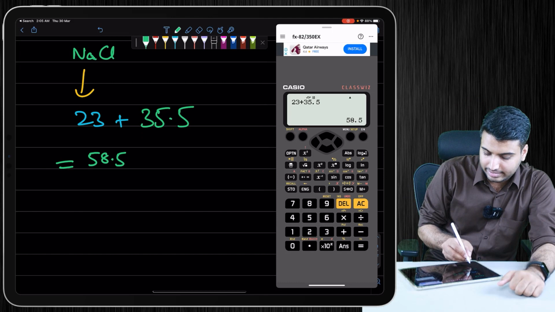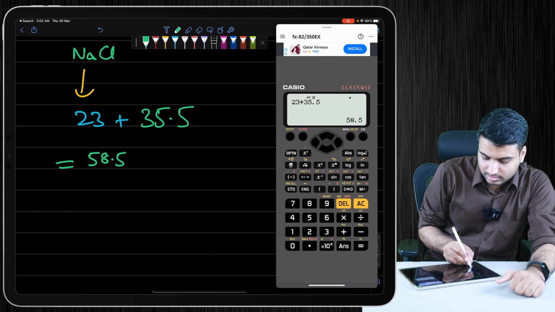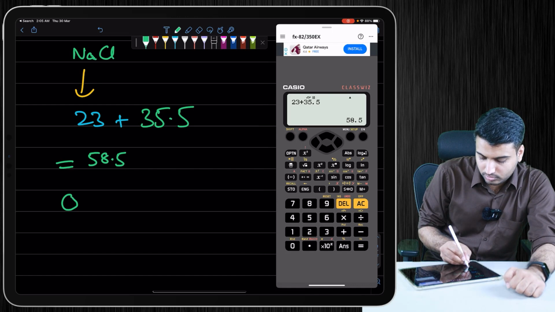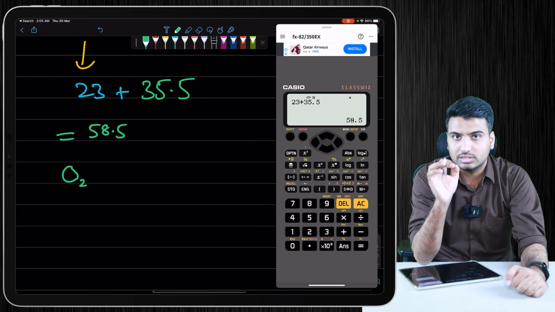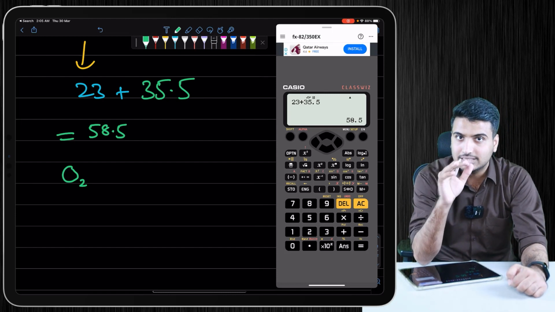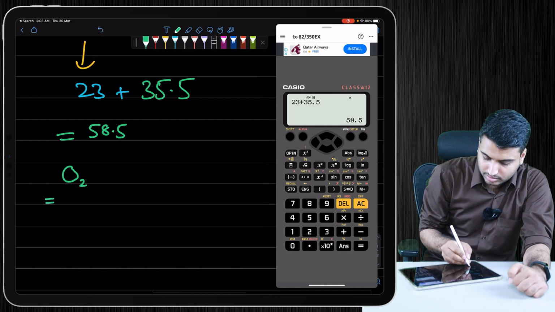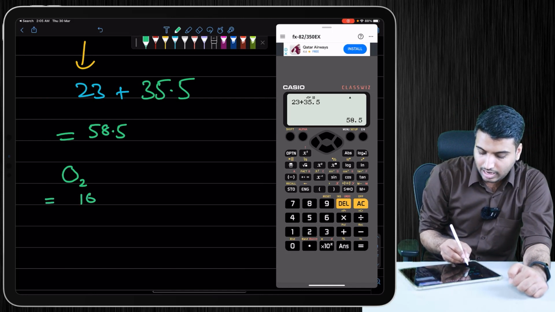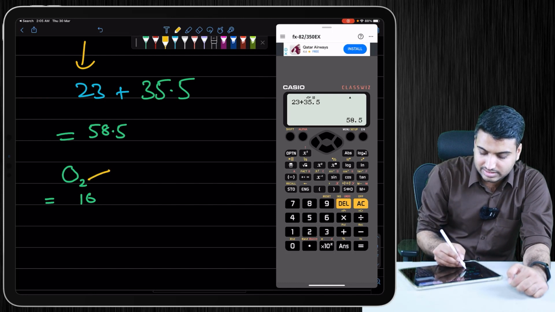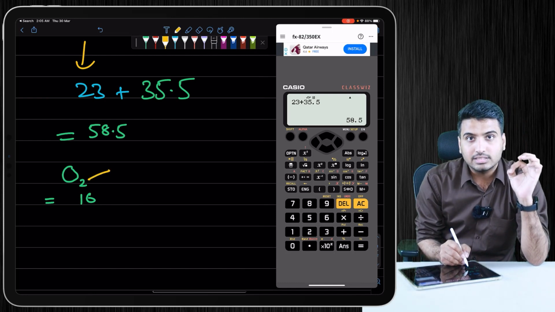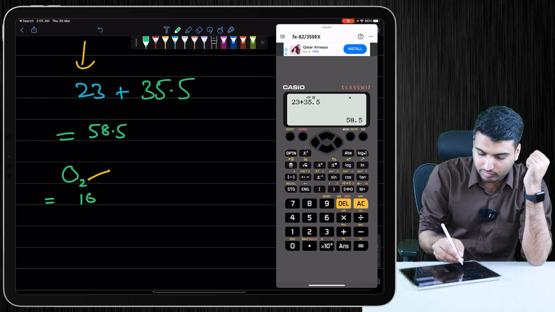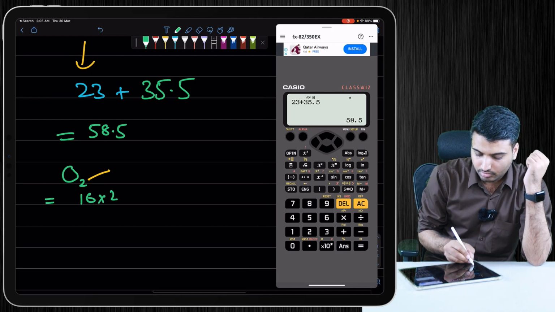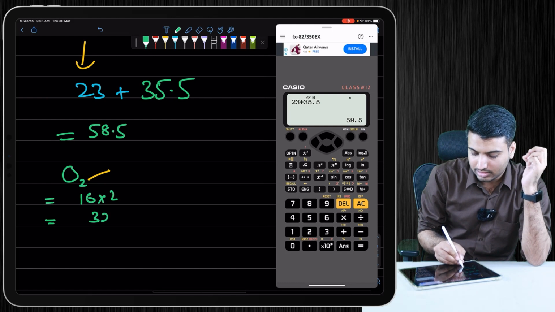For example, if we need to calculate the Mr for oxygen, which is O2, we do the same process. We see the atomic mass of oxygen, which is 16 according to the periodic table. This number represents the number of atoms, so it has 2 atoms of oxygen. So 16 will be multiplied by 2. So the Mr of oxygen is 32.